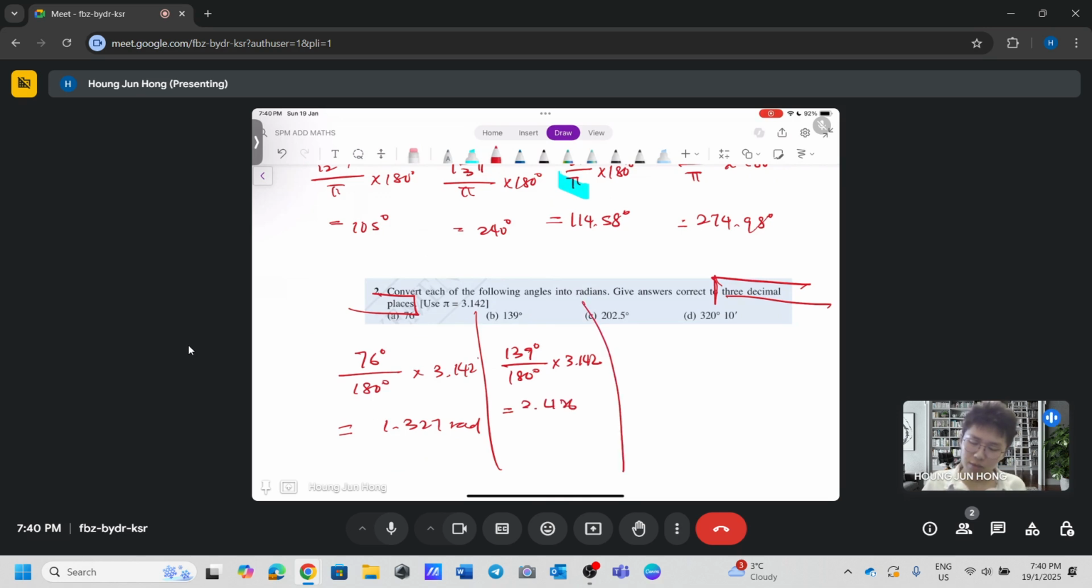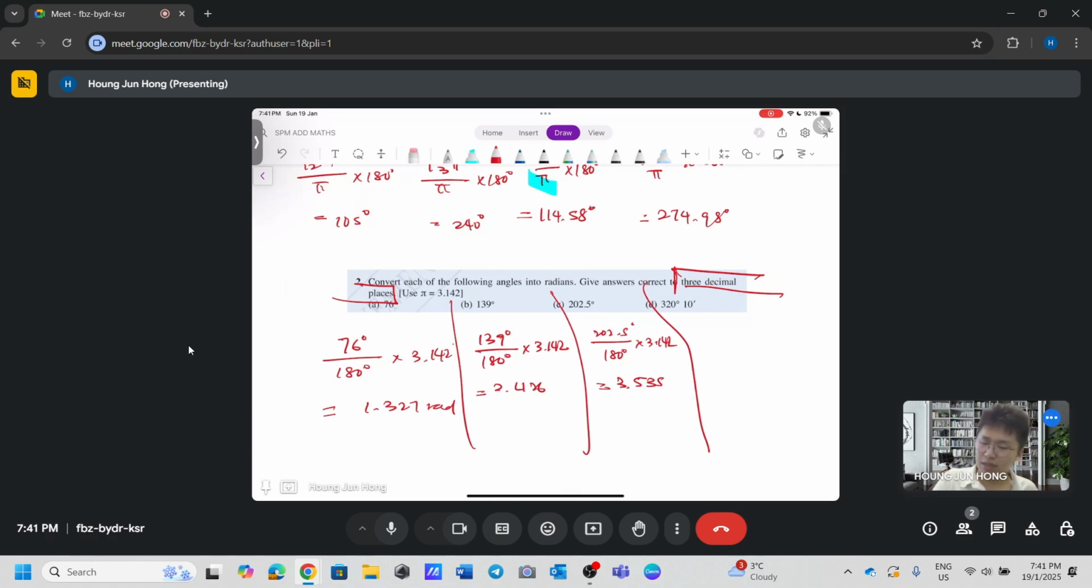2.426. Next one, 2.5 over 180 degree times 3.142. 3.535, sorry, 535. Make sure you see clearly the carry over there. Okay, and finally, the nearest digit. Basically, make sure you don't write the last digit incorrectly because of the carryover. And finally, this one over 180 degree multiplied by 3.142.